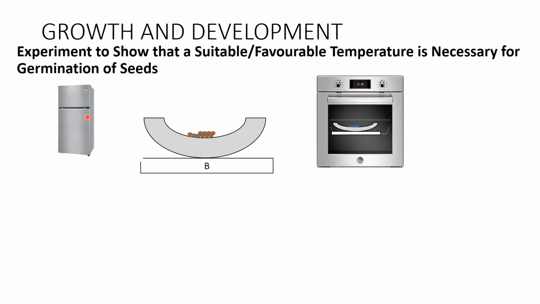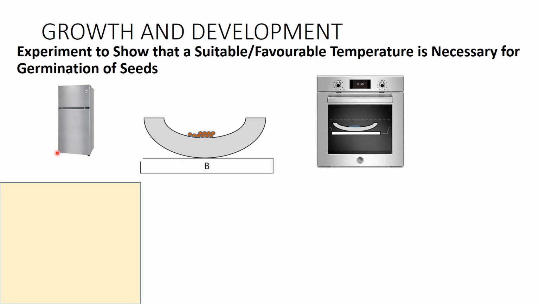So here the temperature is too low, 0 degrees Celsius. Here the temperature is too high, maybe above 100 degrees Celsius. Okay, that's too much, but anyway, let's assume a high temperature in here. Then here it's going to be a normal temperature, that is the room temperature. So where do we expect germination? Here, not here, and not here.